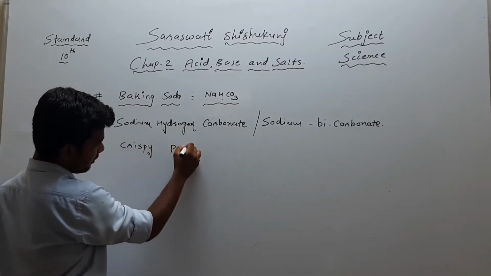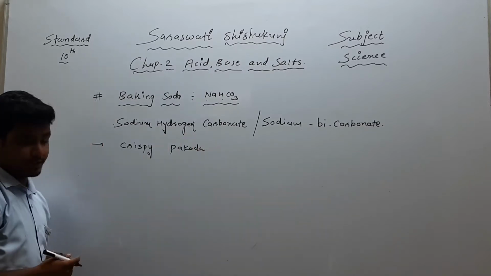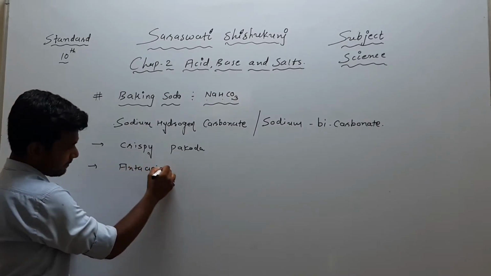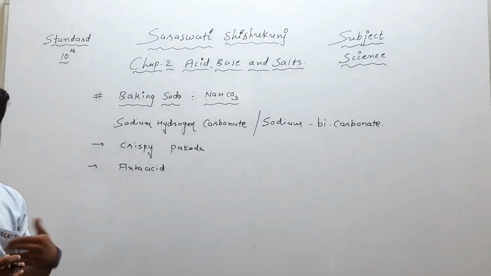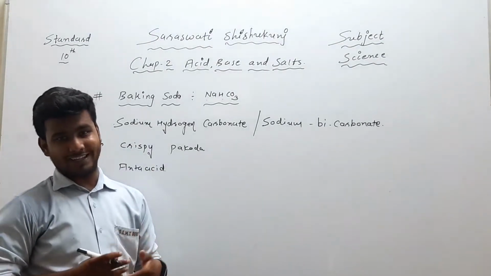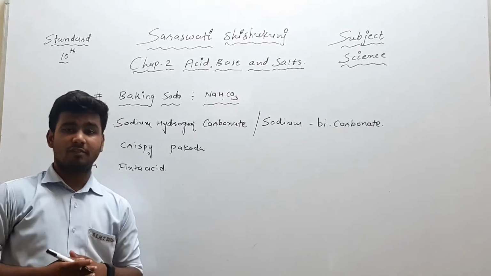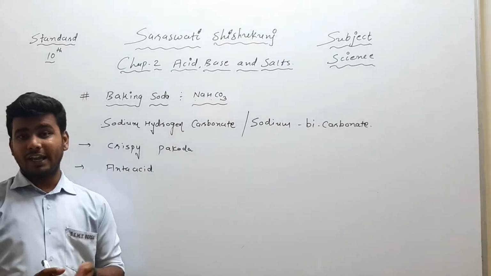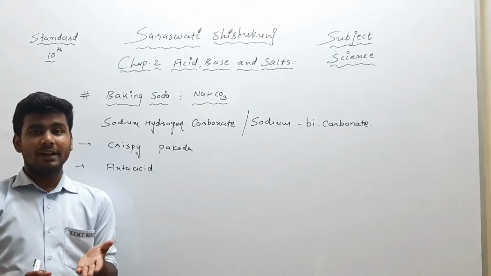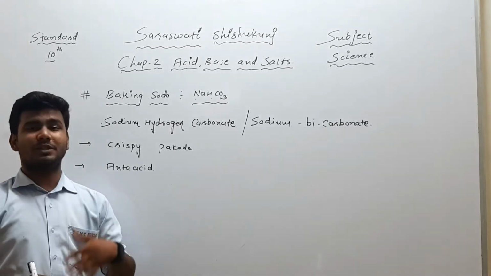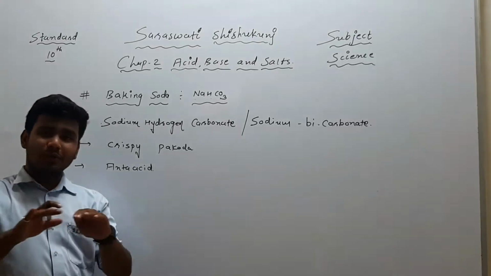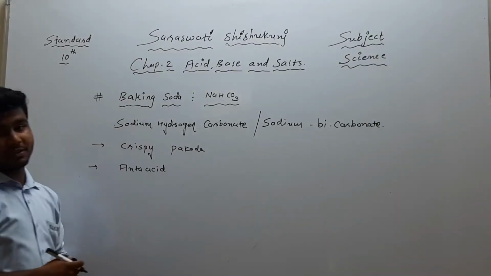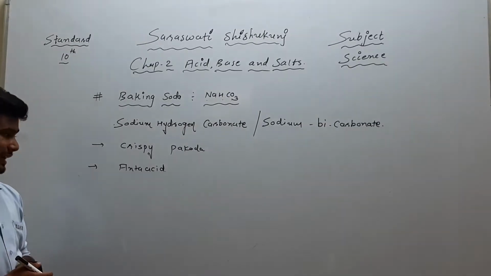It is used to make crispy pakoras. Also we know that it is used as an antacid. We have studied that in our stomach there is secretion of HCl, pepsin and mucus. But due to more secretion of HCl, we get an acidic medium in the stomach. And if the acid is more, it gives irritation to the stomach, which is called acidity. So to neutralize that acidic effect, we can use baking soda as an antacid. So baking soda is also used as an antacid.